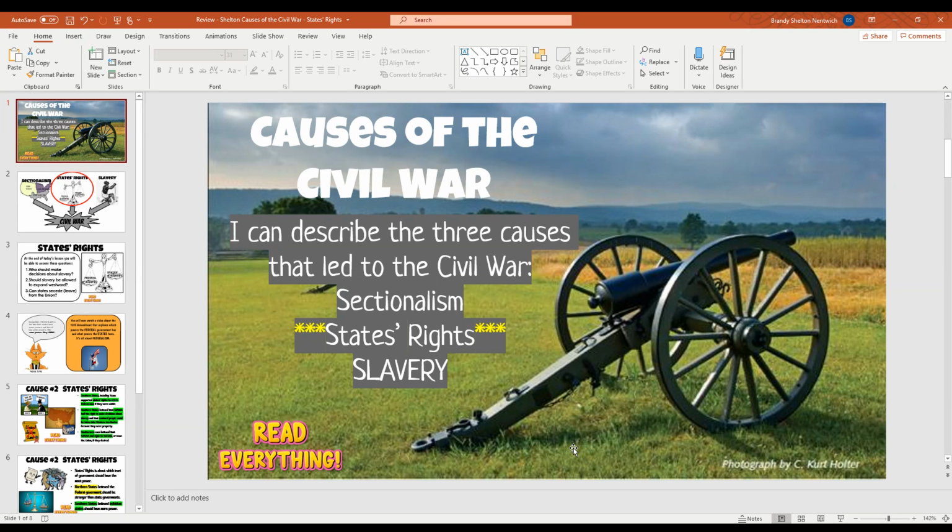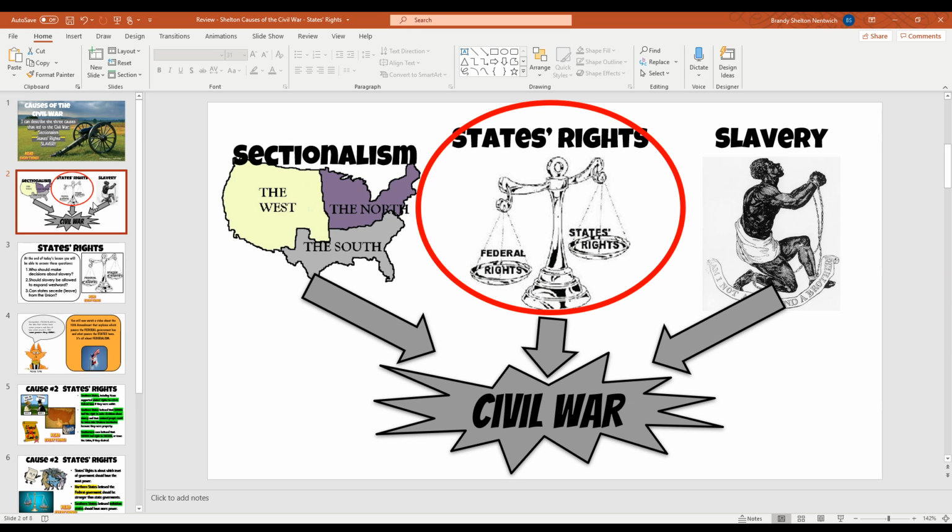Okay, so we're going to really briefly go over the states' rights information that we learned last week. I just want to make sure you guys got exactly what you needed to get from last week. So we're going to look at states' rights, and the big question for states' rights is basically who should have more power? Should the U.S. have more power, or should the states have more power to make decisions?